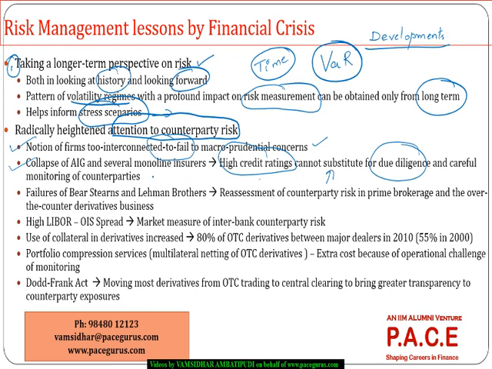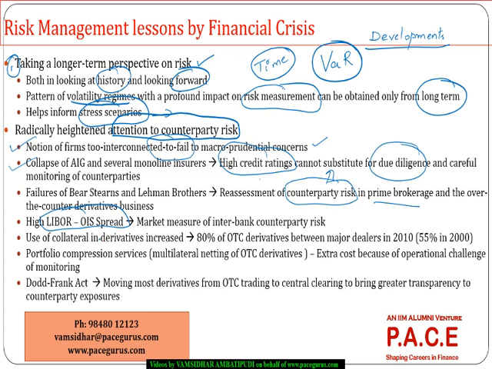And from the failures of Lehman Brothers and Bear Stearns, etc., what is the lesson? Counterparty risk has to be reassessed. In prime brokerage and all the OTC derivative contracts, I have to keep reassessing the counterparty risk. And probably during that crisis time, 2007 and 2008, we have seen instances where the LIBOR-OIS spread has gone drastically higher. This is a market measure of interbank counterparty risk. So there is a lot of focus on trying to understand this spread.